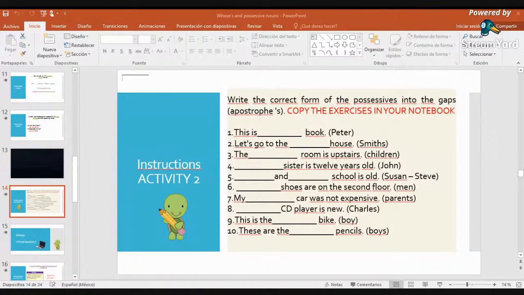Okay, well, let's see this one. Let's skip number 5 and let's go to number 7. Tell me the answer of number 7. It says, my space car was not expensive. So tell me now the answer. So write it. Okay, so Aurelio is the fastest here.